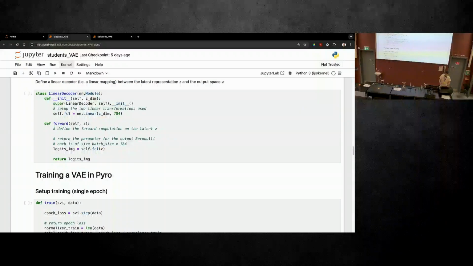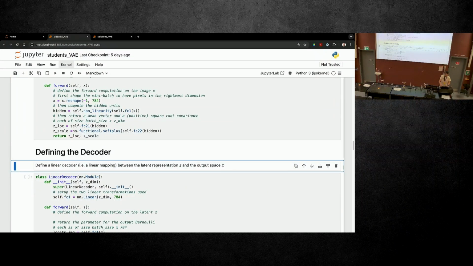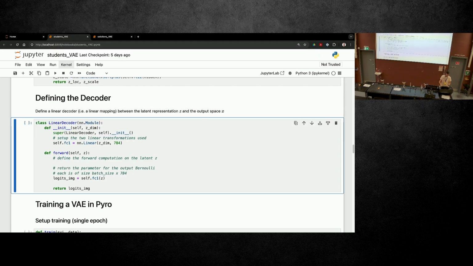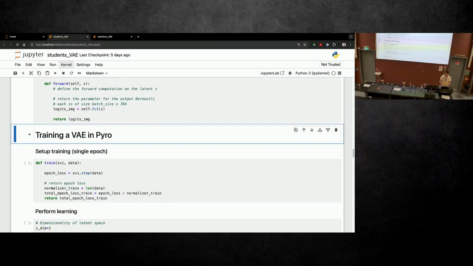And our decoder here is even simpler. We are just using a linear decoder, so we have a linear function that maps from our latent space directly down to our data space. What we get as output here are the logits for the Bernoulli distributions defining the pixels of the image. And this is what we have.